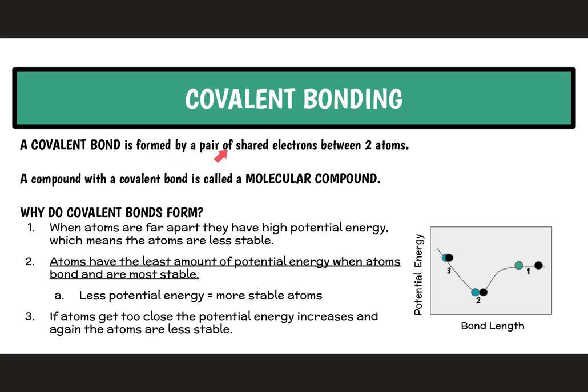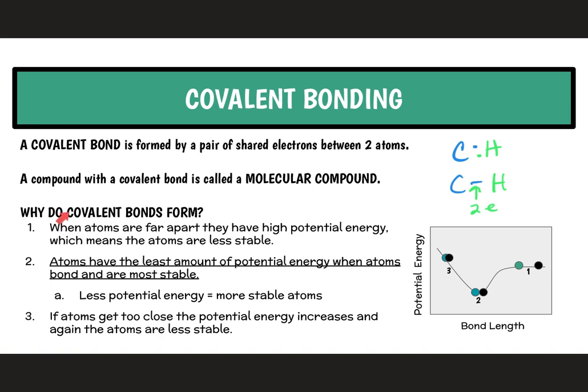Well, it's formed by a pair of shared electrons between two atoms. So what that means is that you're going to have one atom, let's just say carbon, sharing one, and then maybe another atom sharing one. And then this is going to be a carbon hydrogen bond, and this line right here is representing two electrons. Hopefully you remember that we call a compound with a covalent bond a molecular compound, and then we'd say it's a molecule.